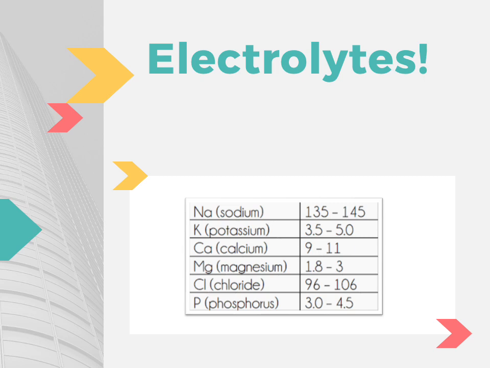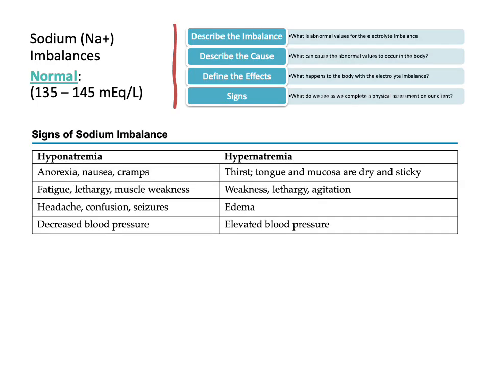Next, we'll talk about electrolytes. We've just talked a lot about fluids, so let's get into what electrolytes look like in the body. So, these are the several electrolytes that I would want you to know for this class and moving forward. You have sodium, you have potassium, calcium, magnesium, chloride, and phosphorus. The first one we'll talk about is sodium.